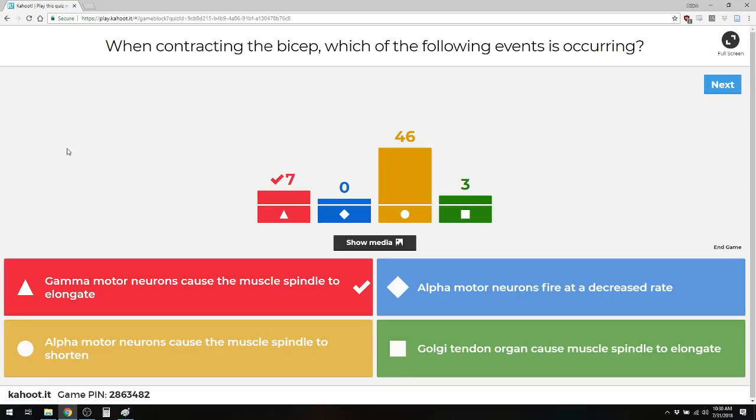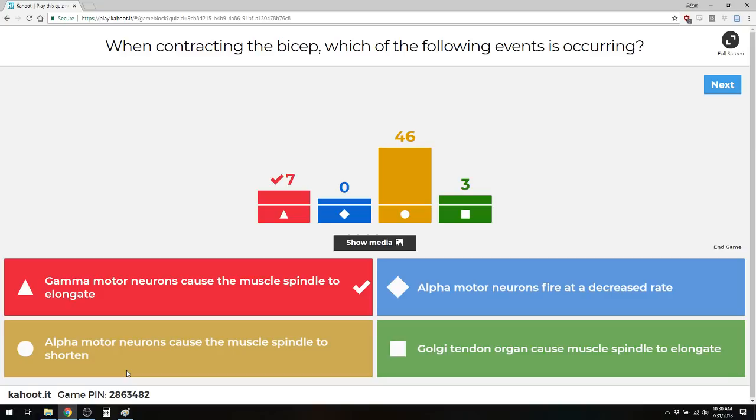Answer also right? The yellow one? The yellow one. So alpha motor neurons cause the muscle spindle to shorten. No, because the gamma is counteracting it, right? So again, even though the alpha motor units would cause the muscle spindle to shorten, you have the gamma motor neurons that are going to be preventing that from occurring. So they're kind of counteracting one another to prevent the reflex from occurring.